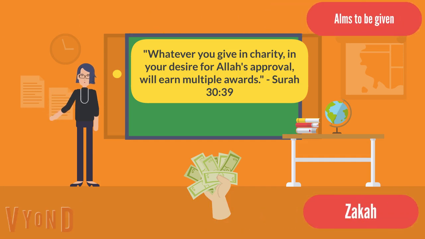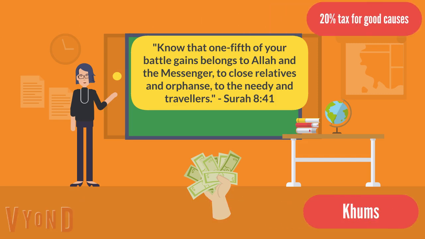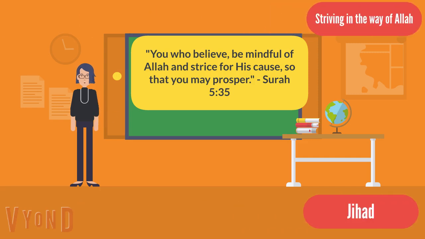Zakah means the alms, or charity, to be given based on ownership of things like gold, cattle and crops. Tax set at 20% for causes decided by Shia leaders. Jihad means striving in the way of Allah.